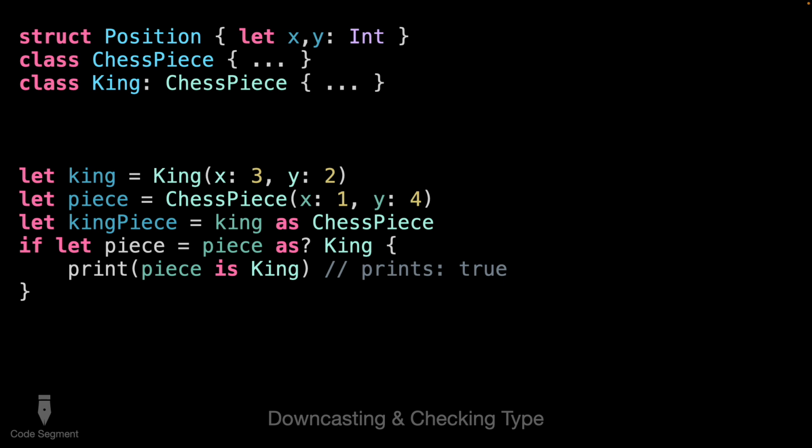Because it's just removing functionality, right? We cannot use or call the new functions from the king. We will go back to the chess piece. So why not we just go directly to the chess piece?